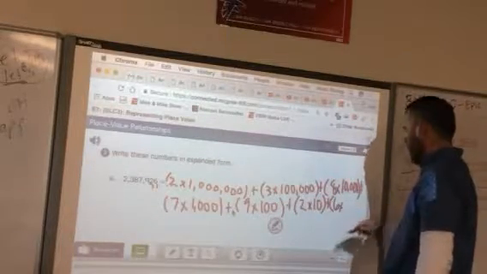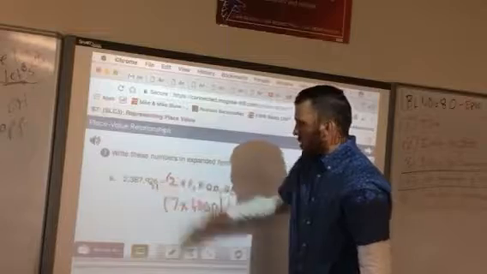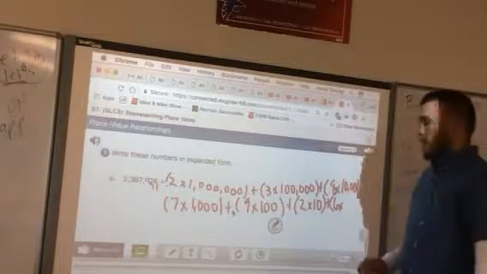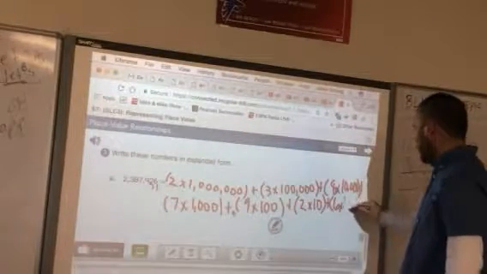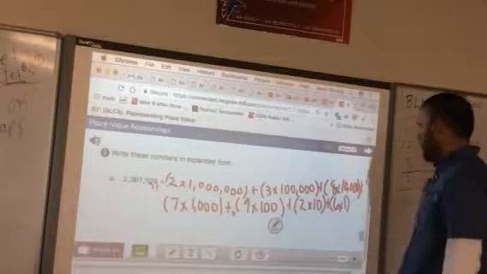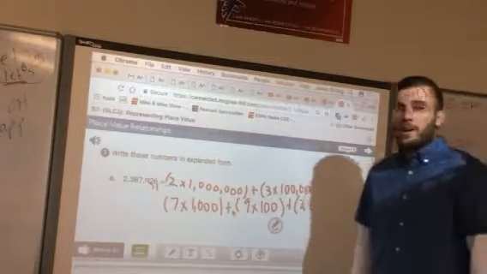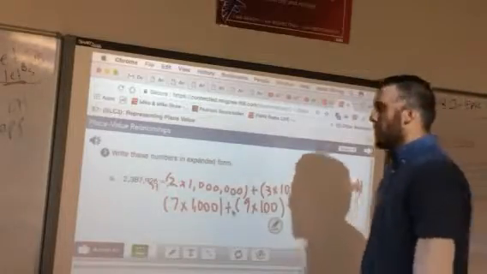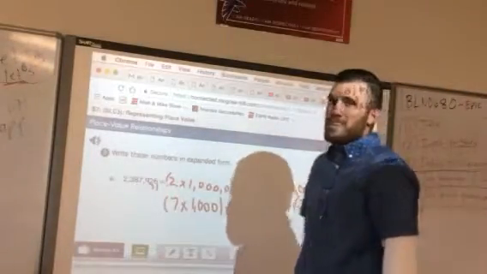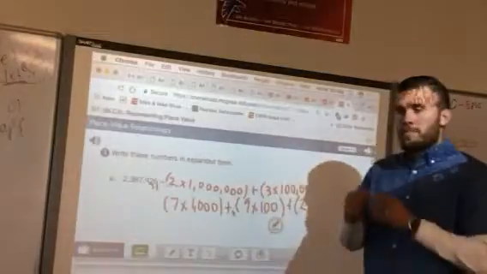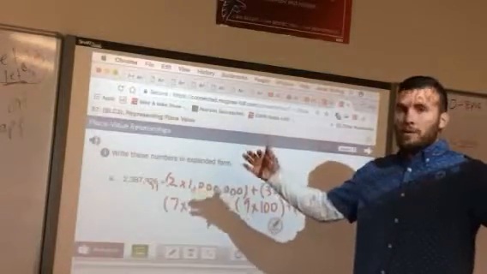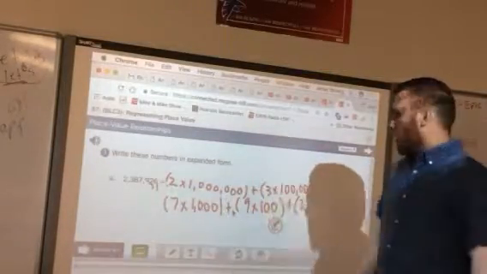So 6 times, we have 1. Okay, it's in the ones place value. So 6 times 1, grouping symbol. Okay, and that's all you do. I've used all my numbers. I'm done. This is how you write 2,387,926 in expanded form. Expanded form means we're expanding it out. We're making it bigger. Okay?